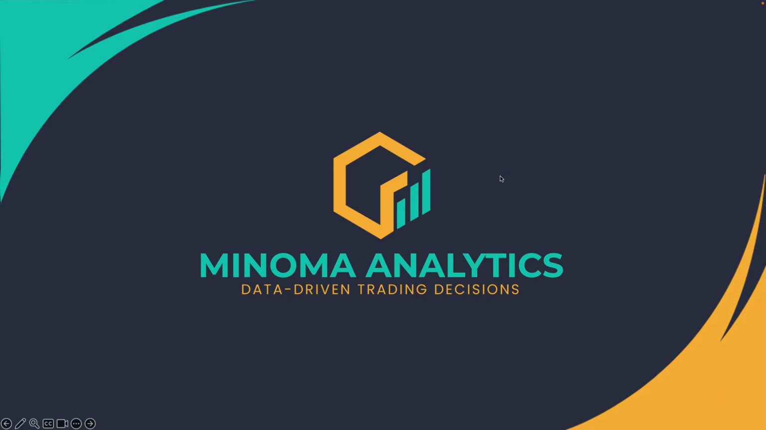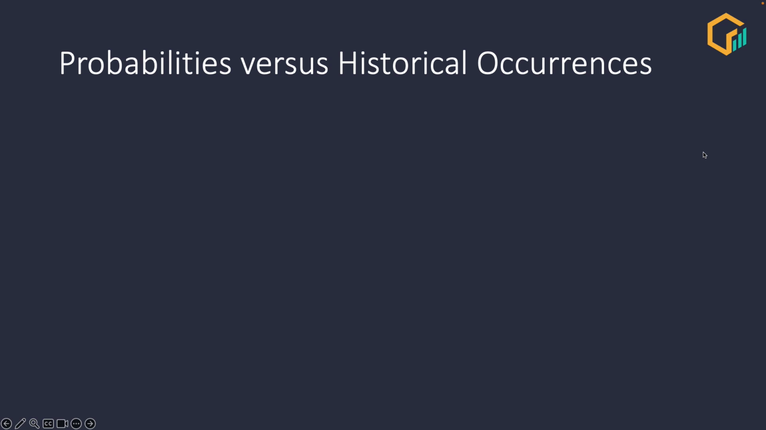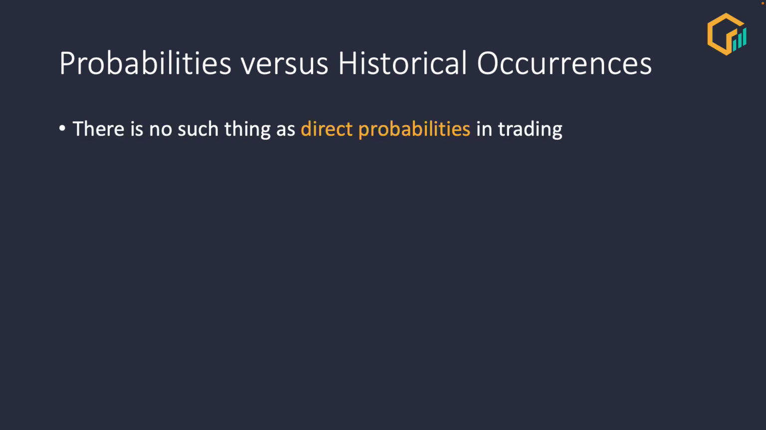Now, I call this probabilities versus historical occurrences. They are very closely related, but there is a slight difference. I'm going to start by saying something that you might not expect, and that is that there's actually no such thing as direct probabilities in trading. So you might be wondering, okay, if that's the case, what are we doing here? Well, hang with me. This is not a bad thing, but it's important to understand that there are no direct probabilities in trading.